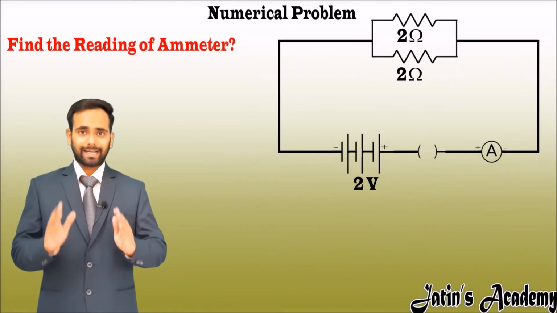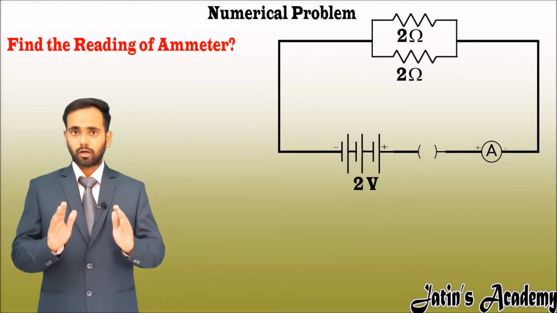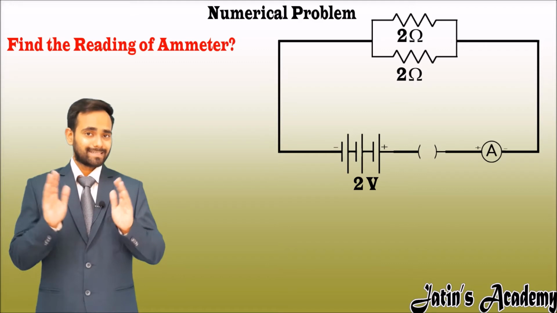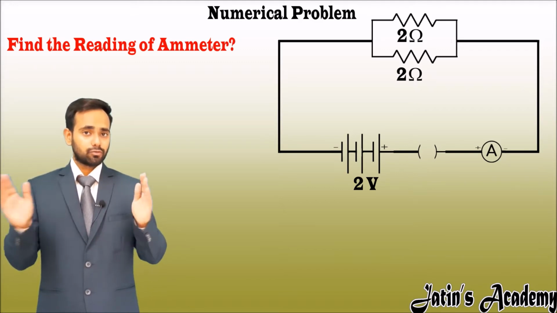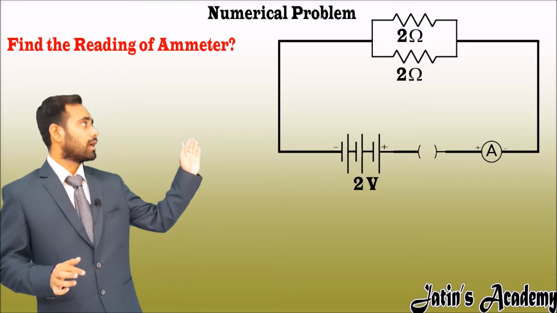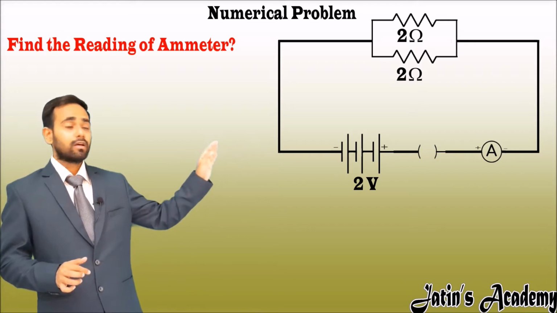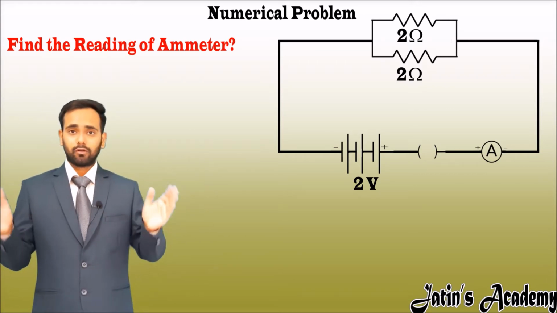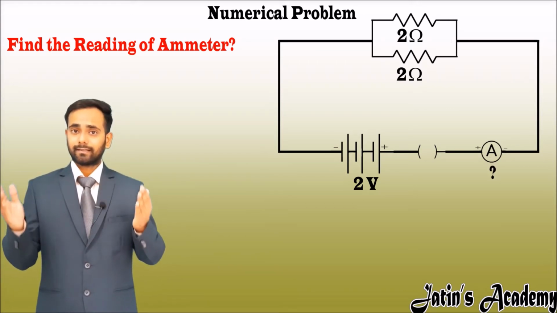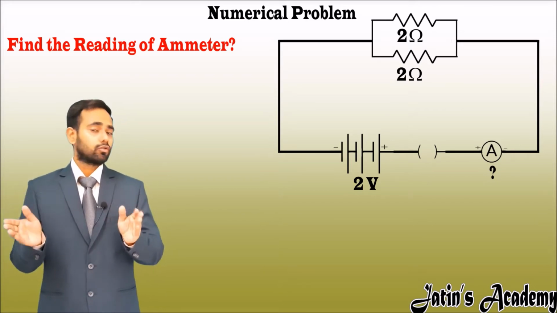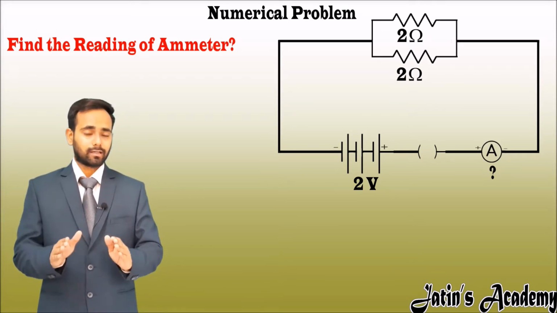Now let's see the second question based on the parallel combination. Here I have the same circuit but now I am attaching each 2 ohm resistance in parallel. Now we have to find the reading on the ammeter, so it means we have to calculate the current.